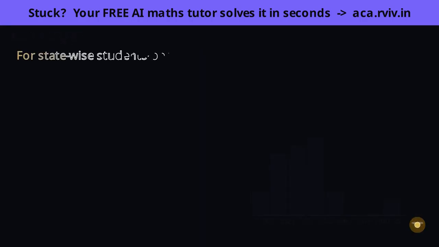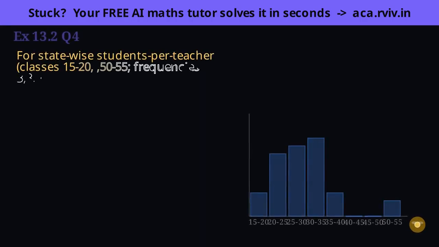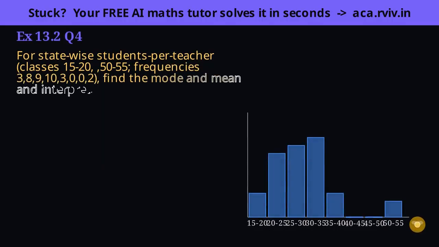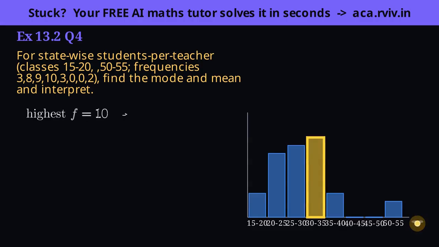A gap of empty classes in the tail, but the modal class is still perfectly clear. Don't be distracted by those empty classes with zero frequency near the end. They don't change how we find the mode. Just locate the tallest bar. The highest frequency is 10, so 30 to 35 is the modal class.